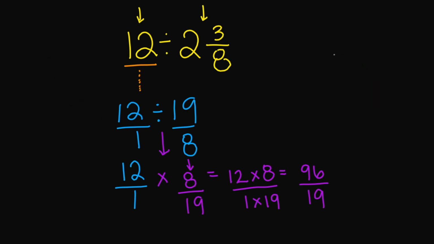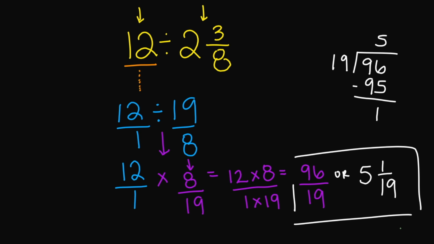So we have our 19 on the outside, 96 on the inside. 19 goes into 96 5 times. 19 times 5 is 95. 96 minus 95 is going to equal 1. And this is your final answer.